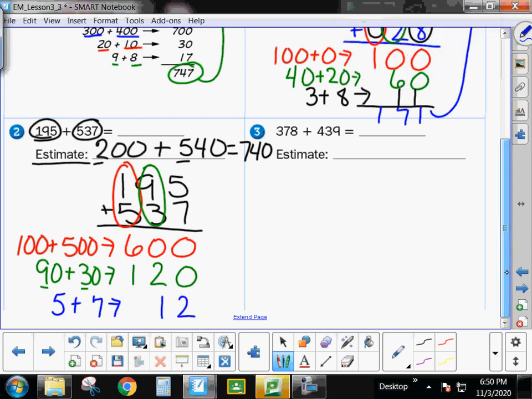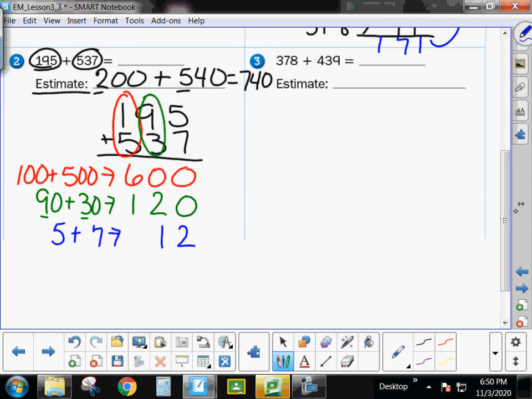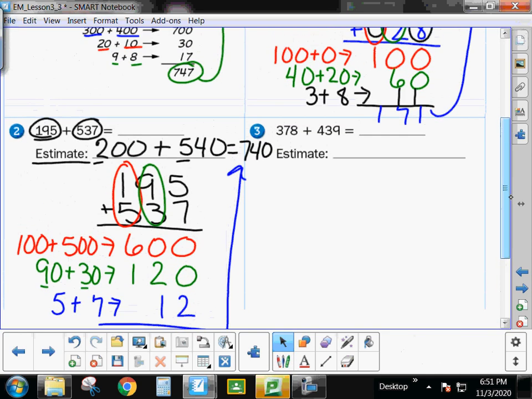I got to make sure that I'm writing those numbers. Let me extend my page here a little bit so I have some room. All right, so now I got to make sure that those are all lined up. So my hundreds, my tens, and my ones are lined up. And now I can just add my columns. So I've got 732, which is really close to my estimate of 740. So I'm pretty confident I got that answer correct.